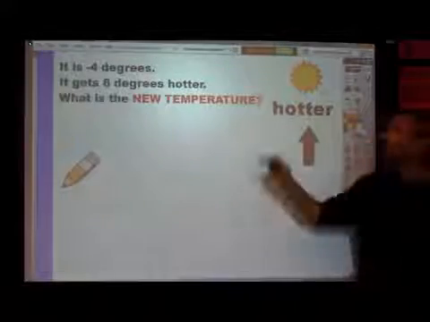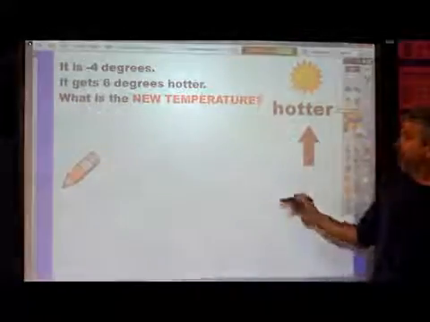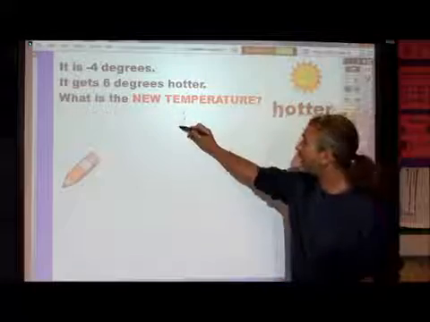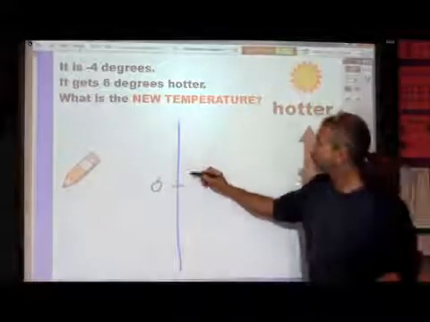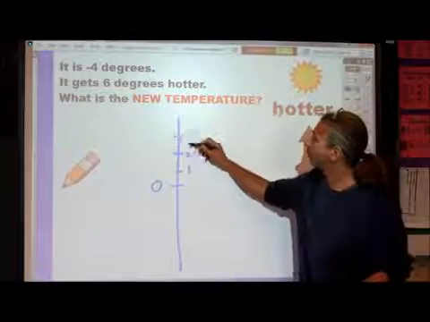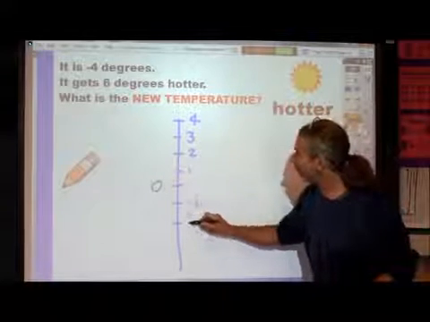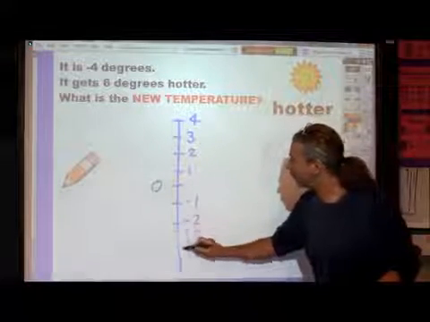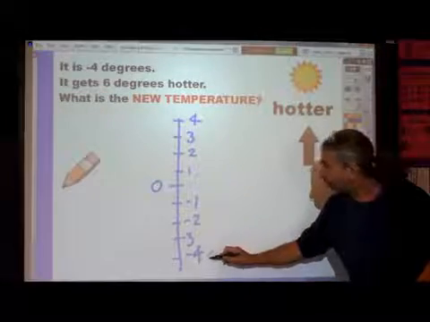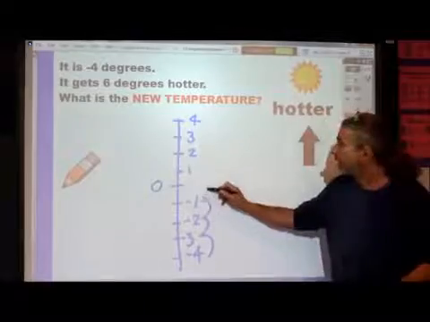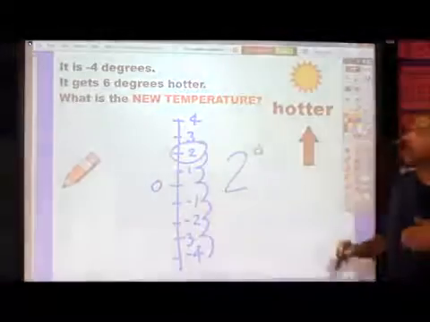Now, if you get a problem like this, it's minus 4 degrees, it gets 6 degrees hotter. What's the new temperature? The surefire way to get it right is to draw it out. There's 0, 1, 2, 3, 4 degrees, minus 1, minus 2, minus 3, minus 4 degrees. Okay, it gets 6 degrees hotter. 1, 2, 3, 4, 5, 6. The answer is 2 degrees.